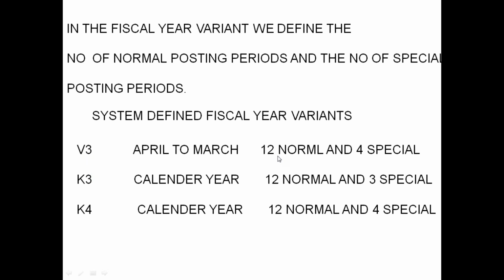How are these different? For example, here we have 12 plus 4 and here we have 12 plus 4. But what's the difference? Here it is non-calendar year and here it is calendar year. And if I see K3 and K4, both are calendar year. What's the difference? Here we have the combination of 12 plus 3, whereas the last one has a 12 plus 4 combination. Okay, so these are called variants. Variant means variety. So we will have the common attribute, but there would be some difference. Accordingly, we maintain the variant.